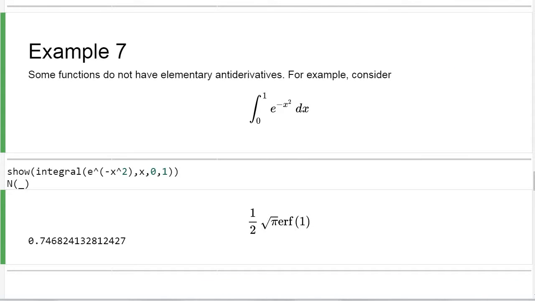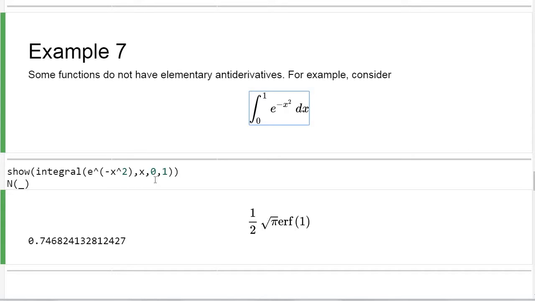Now, some functions do not have elementary antiderivatives. By elementary, I mean all those functions you learned about in pre-calculus: powers and exponents and logs and trig functions and their inverses. All those pre-calculus functions were the elementary functions. For example, e to the minus x squared is an elementary function. When you integrate this thing, unfortunately, you don't get one of those elementary functions back again. So we don't know a function which is the antiderivative of this thing.